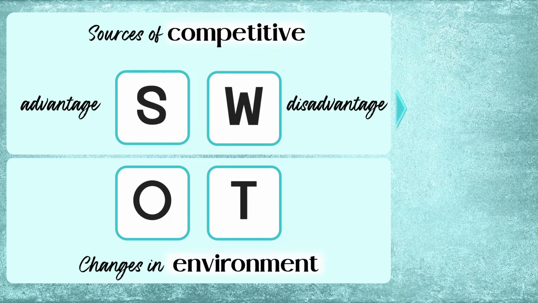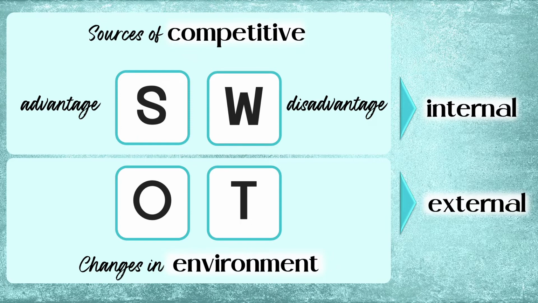Strengths and weaknesses are internal. They exist within the business, while opportunities and threats are external. They happen in the business's environment. Strengths allow you to take advantage of opportunities and help you avoid threats, while weaknesses prevent you from fully taking advantage of opportunities and expose you to threats.